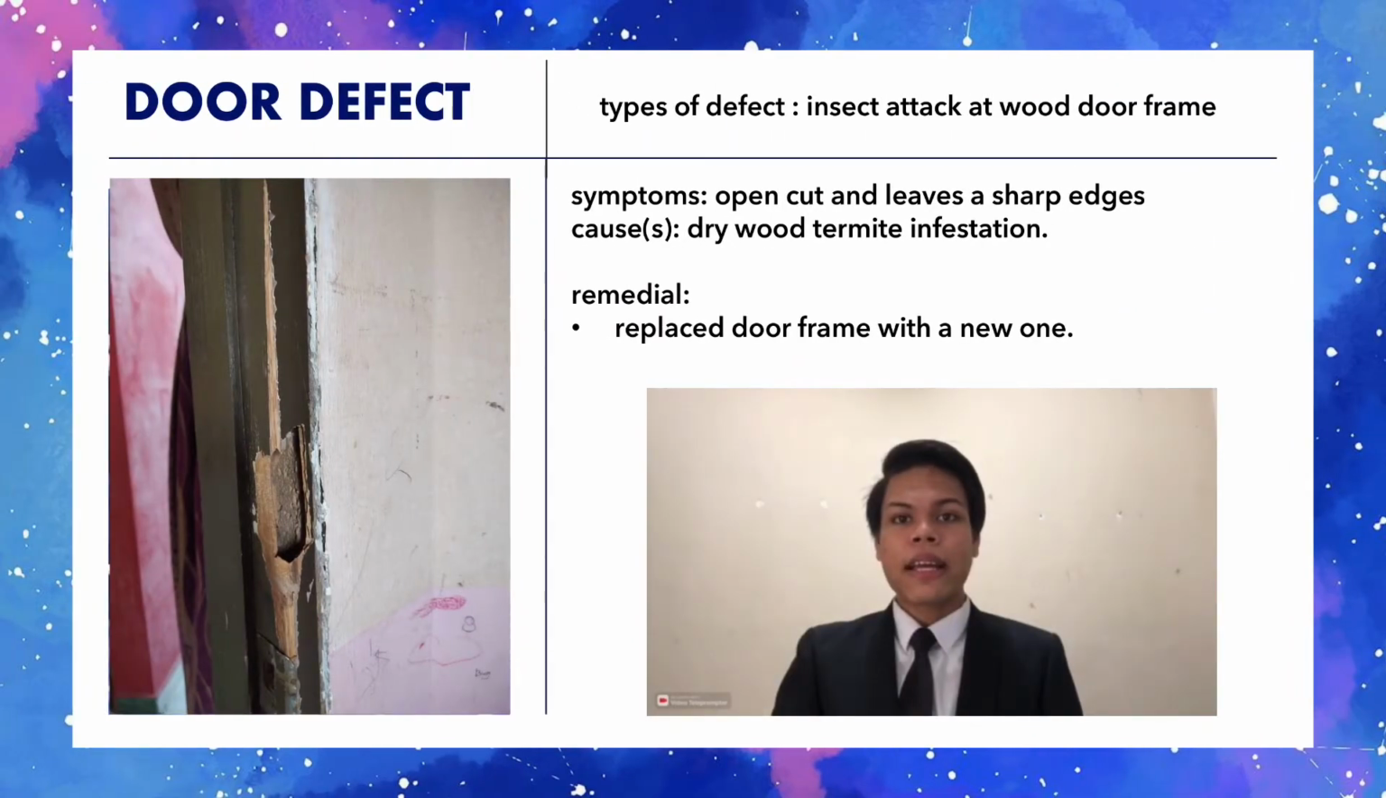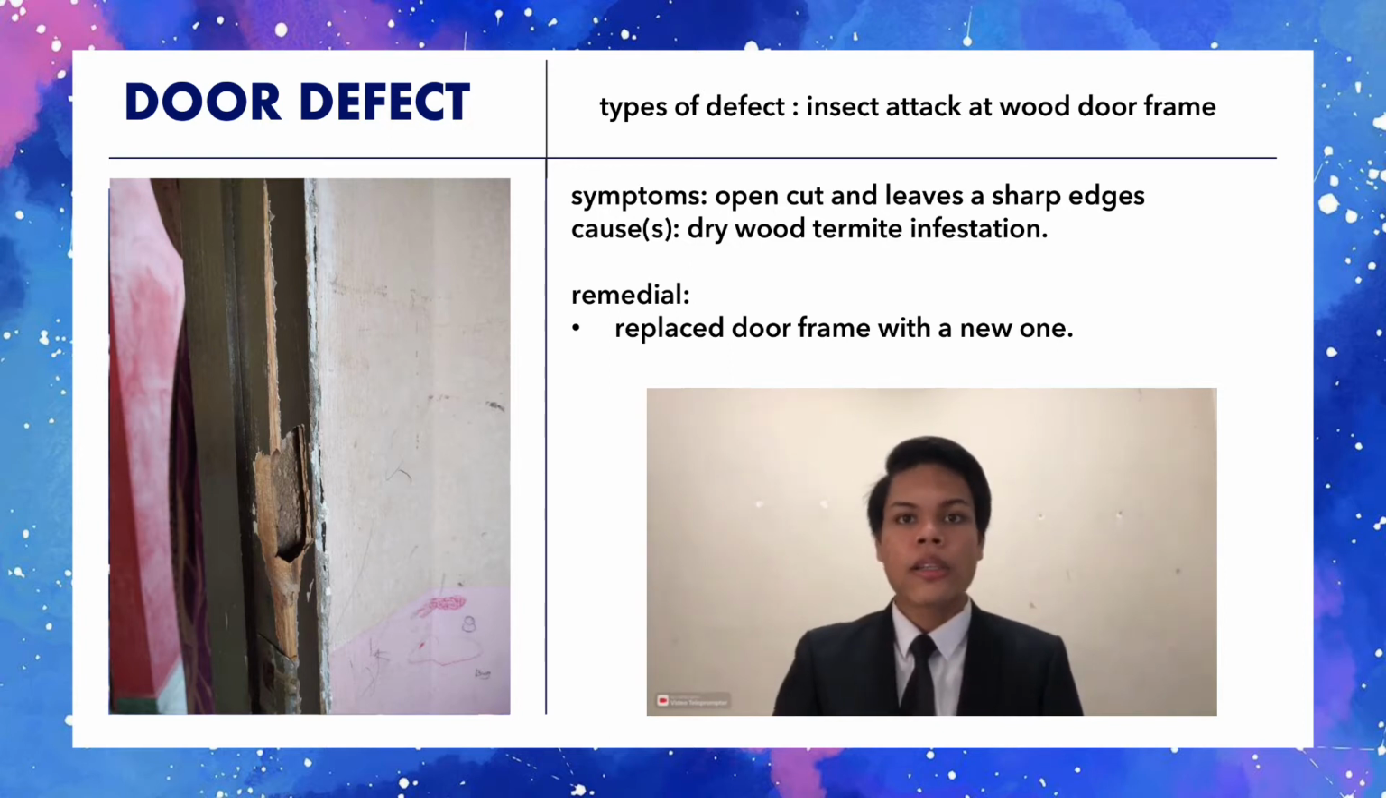So, the next defect is door defect. The type of defect is an insect attack which occurred in block 3. The symptoms are the wood door frame has an open cut or damage which leaves sharp edges that are terribly dangerous to the occupant.